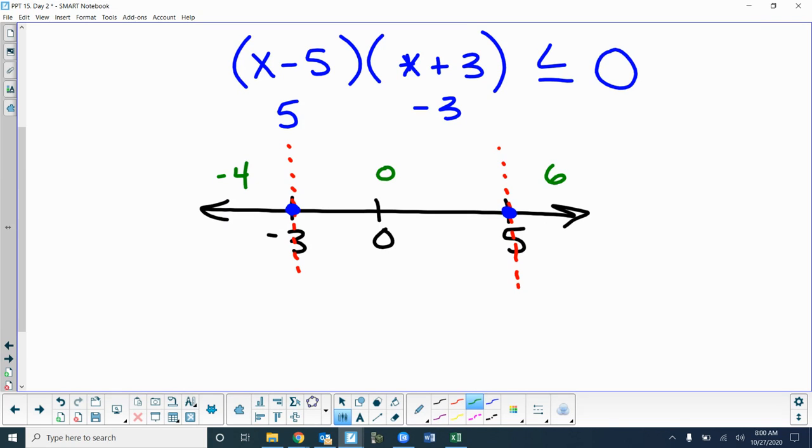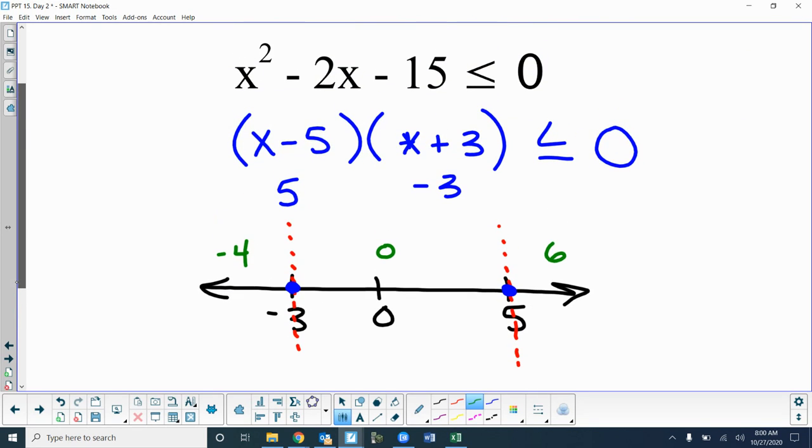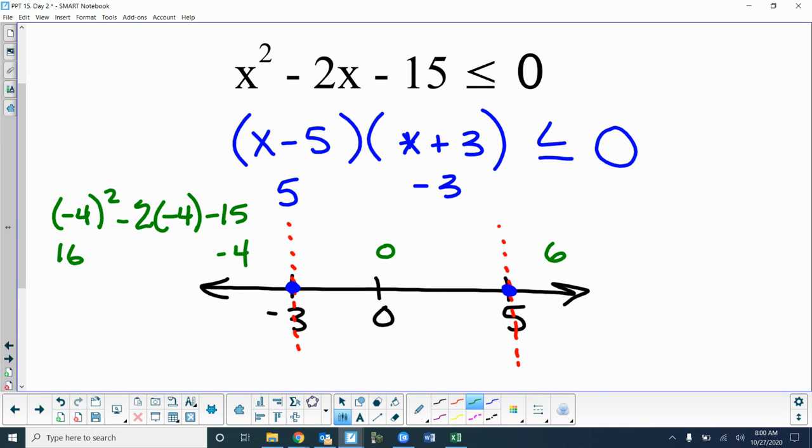Okay, and then I just plug it into the original problem. Okay, so I put -4 in here. So -4 squared is +16. -2 times -4 is a +8. And then -15. 16 plus 8 is 24. -15 would be 9. Is 9 less than or equal to 0? No. So would I draw an arrow that direction? No. Okay, so usually what I do is just put a little X in that area.